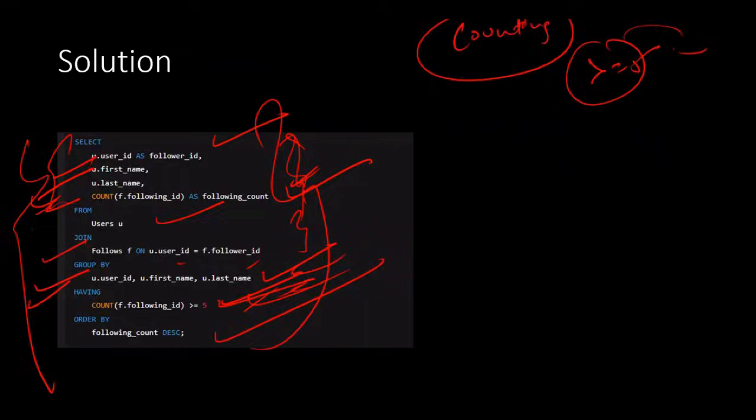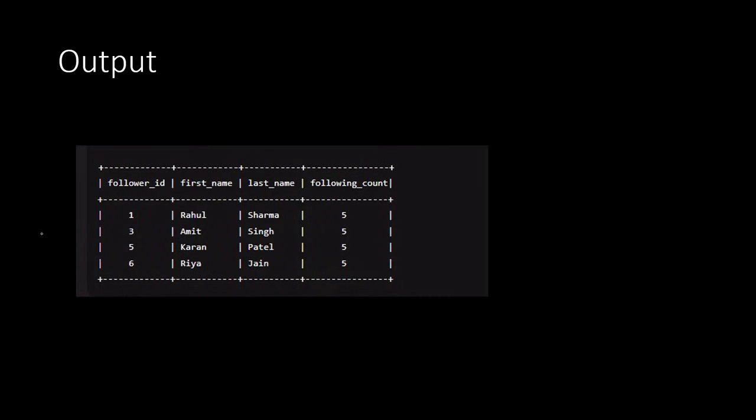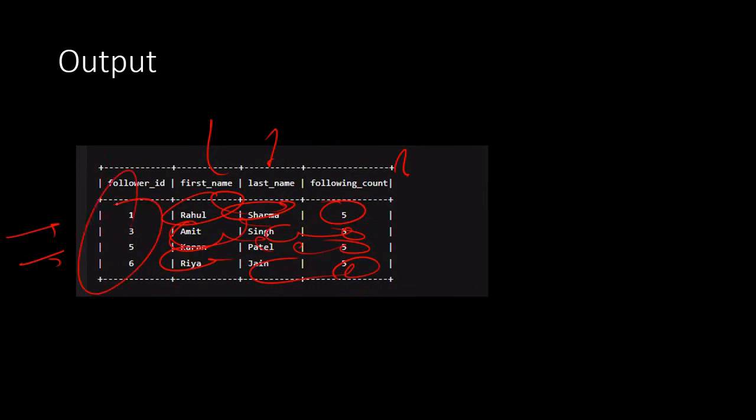Okay, so this is the query which Cognizant also asked. Output we will get like this. Follower id we will be getting here, first name, last name, and the following count. So Rahul Sharma is following 5 people, Amit Singh following 5 people, Karan Patel following 5 people, Riya Jain following 5 people. So these are the follower ids. I hope this is also clear.